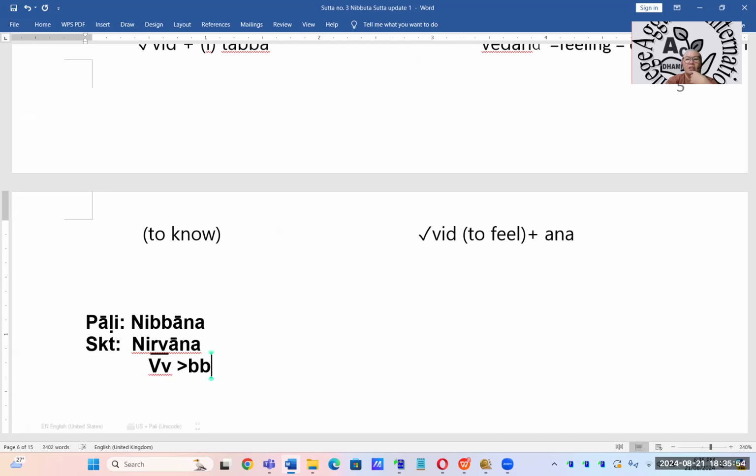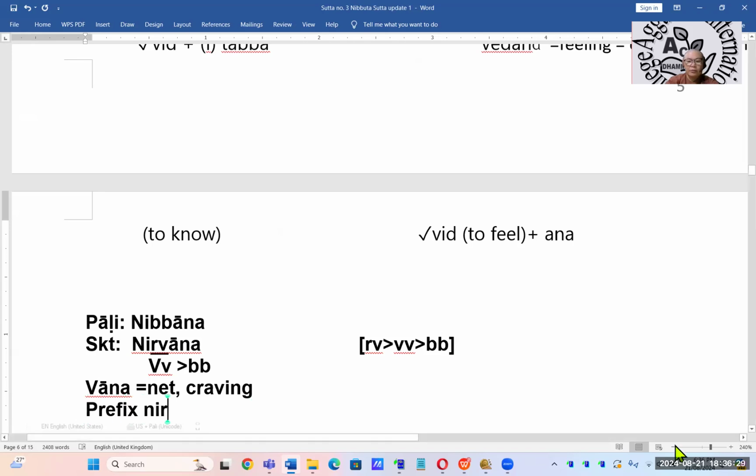The sound va is actually quite the same as ba. Wa, ba, quite similar. So that's how it goes from Nirvana to Nibbana. If you want to write how it changes, you should write like this: RV becomes VV, then changes to BB. Okay. So vana, net, or craving.